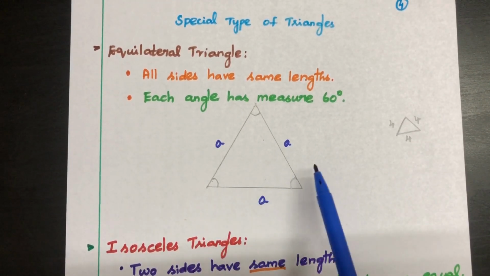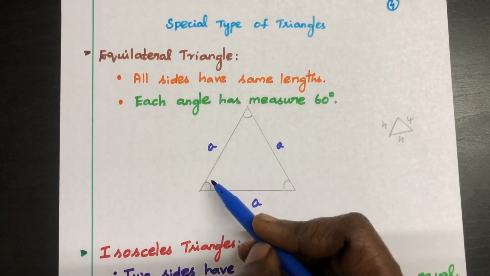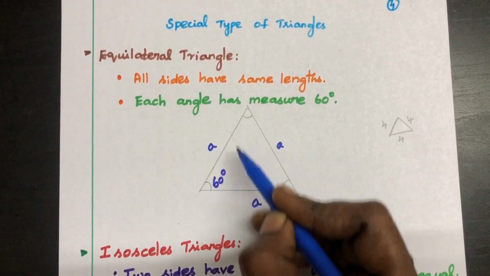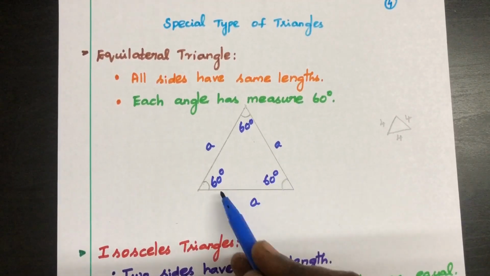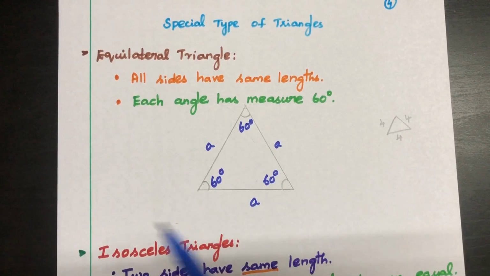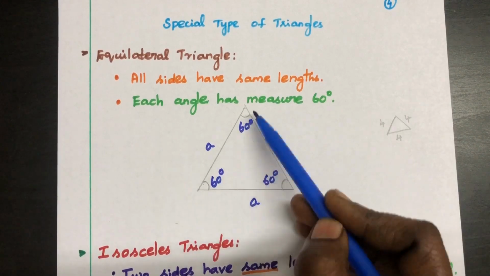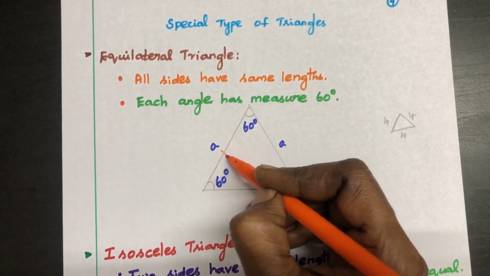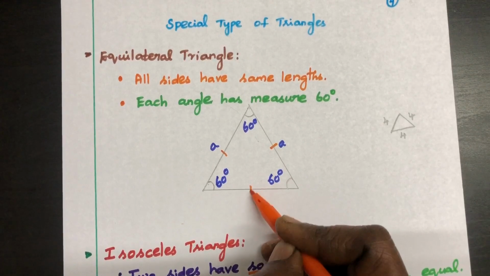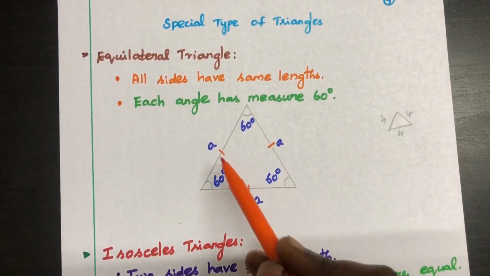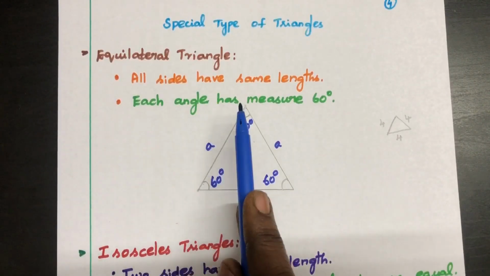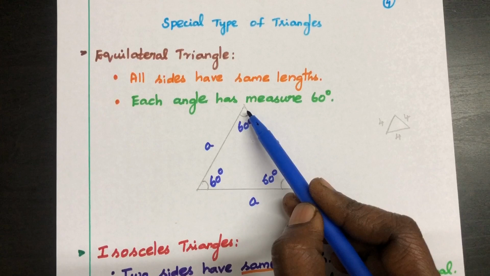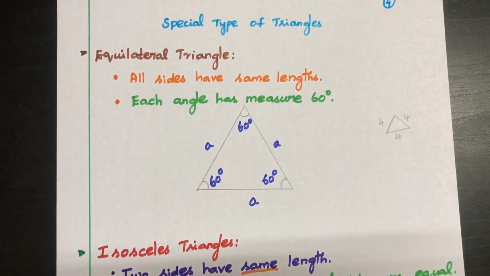If you have the same length, then obviously the inside angle must be 60 degrees each. Every angle is 60 degrees. If you add all the angles, it will give you 180 degrees only. From the name itself you can understand it is equal in all ways: equal angles and equal lengths of the sides. Equilateral triangle means equal sides have the same lengths, and also the same angle of 60 degrees.